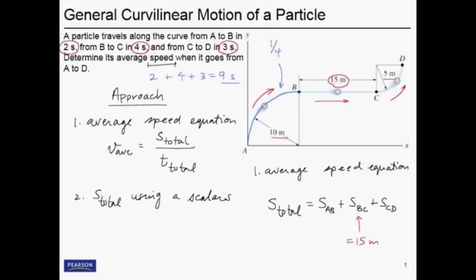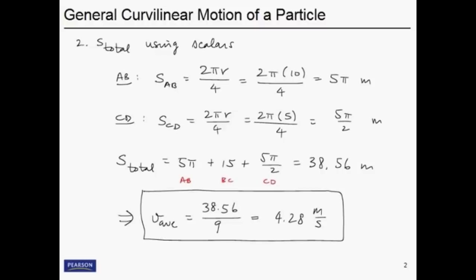Let's review what we did. We have a particle traveling along a curved path, and our goal here is to determine the average speed. The average speed equation is easy enough to come up with. It's the total length of the path traveled divided by the total time it takes to travel along that path. So the equation is pretty straightforward, and in this case, the hardest part of the problem was determining the path length from A to B and from C to D. Once we recognize that those are just quarter circles, we can use our circle equations to figure out what those path lengths are and come up with the final solution for the average velocity, 4.28 meters per second.